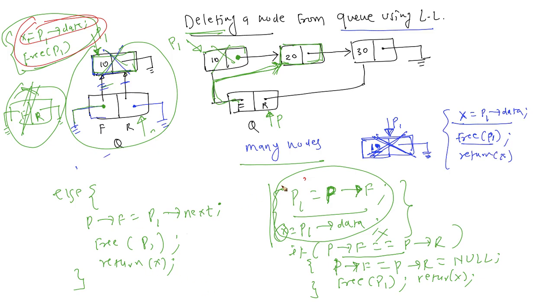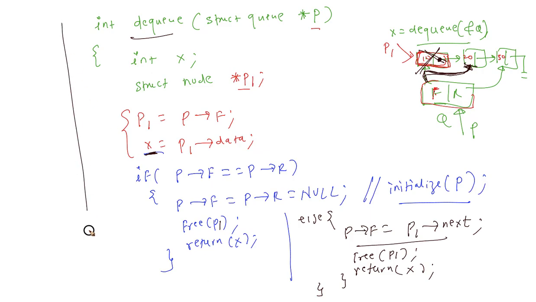So these same steps we saw here, right? So this is a complete dequeue function, right? I hope you understood the code.